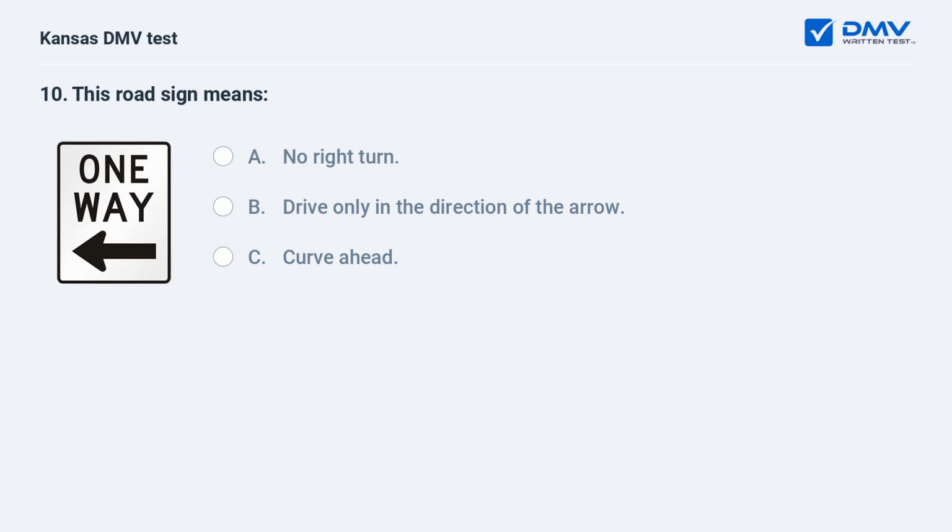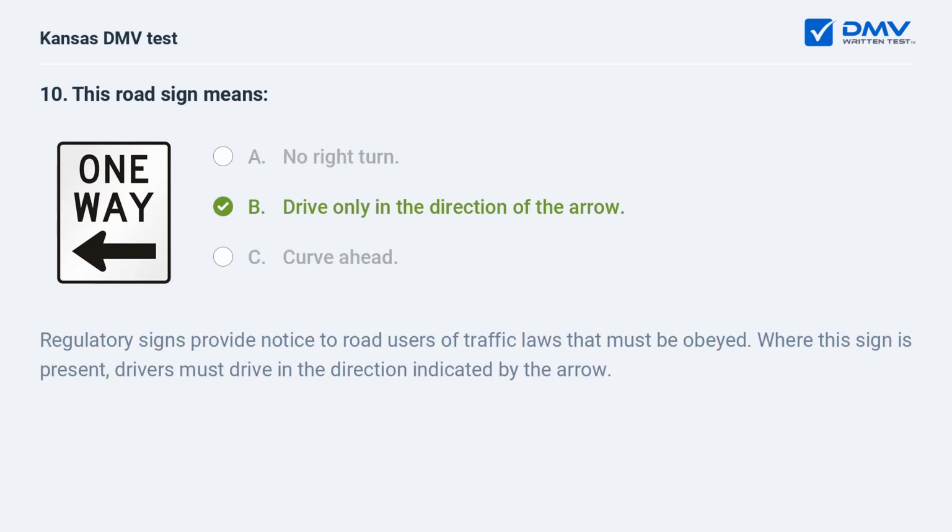This road sign means A. No right turn. B. Drive only in the direction of the arrow. C. Curve ahead. B. Drive only in the direction of the arrow.